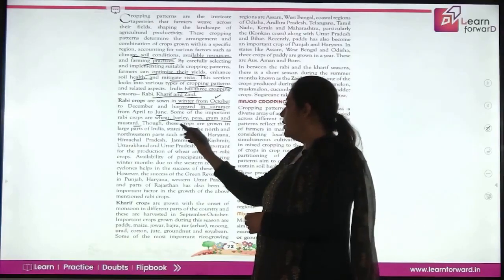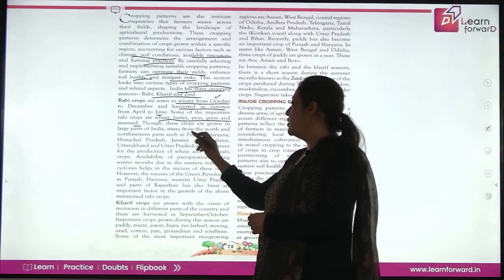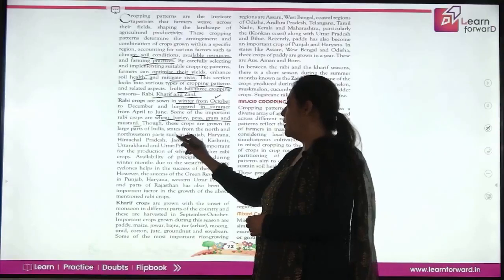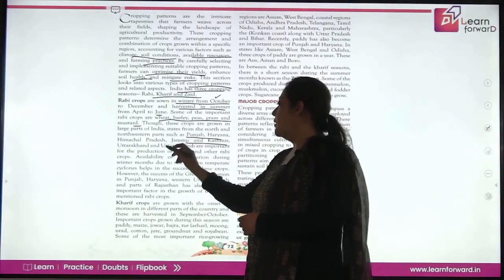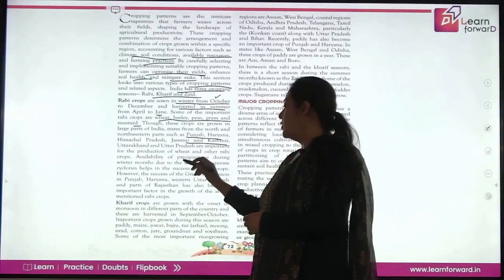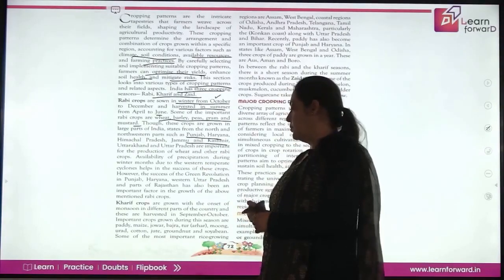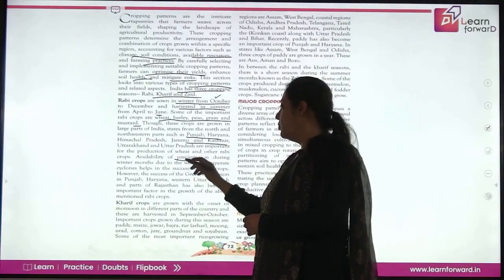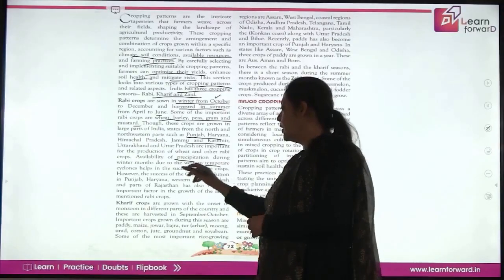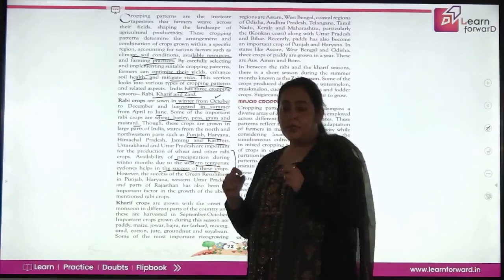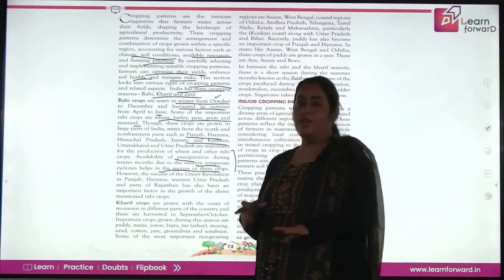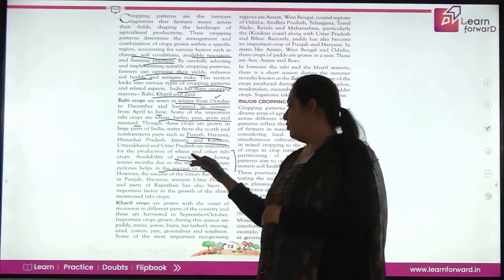Now, though these crops are grown in large parts of India, states from north and northwestern parts such as Punjab, Haryana, HP, Jammu and Kashmir, Uttarakhand, and Uttar Pradesh are very important in the production of wheat and other crops. Availability of precipitation during winter months due to western temperate cyclones helps in the success of these crops. So when we have precipitation in the form of rain during winters, it is really beneficial for the crops.